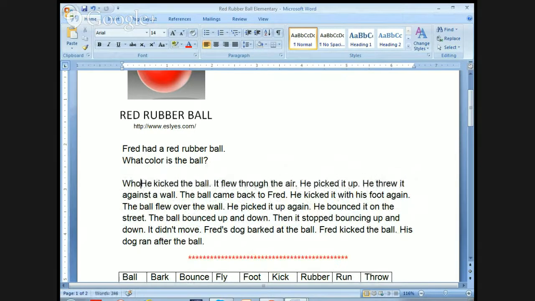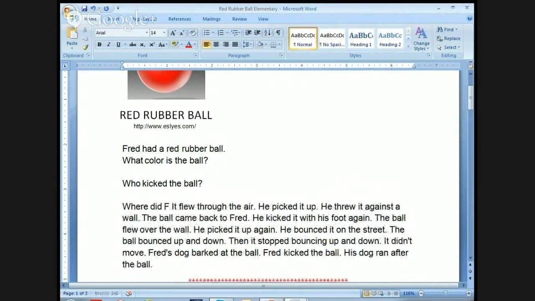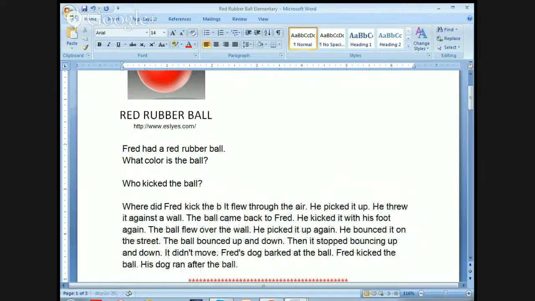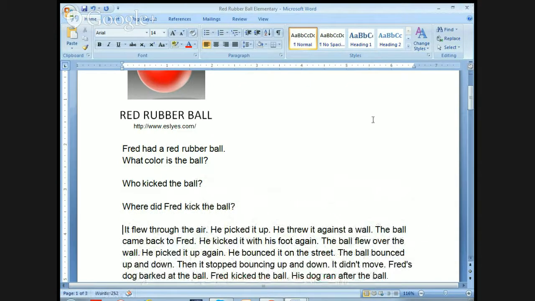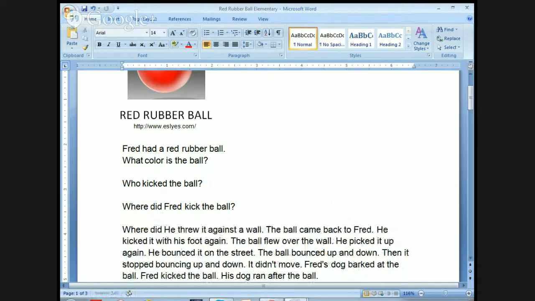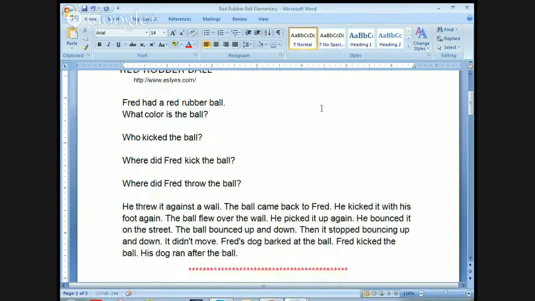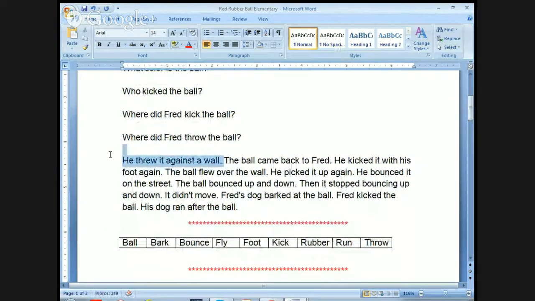Who kicked the ball? And you would answer, Fred kicked the ball. Where did Fred kick the ball? And of course, he kicked the ball in the air. Where did Fred throw the ball? He threw it against the wall. Fred threw the ball against the wall.